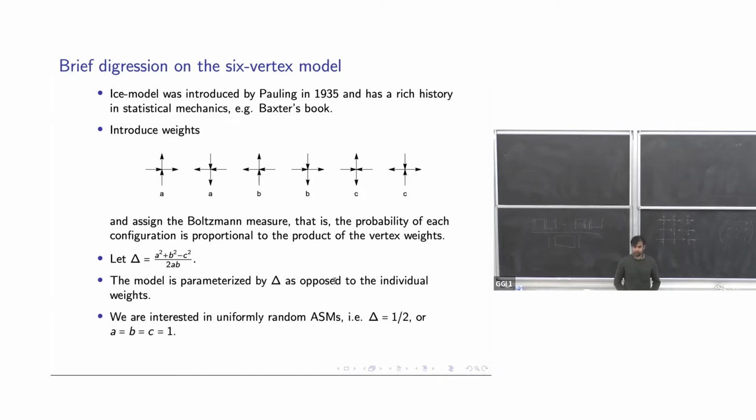So what we're interested in is uniformly random six-vertex models. This is when you set a, b, and c equal to 1. And if you do a computation, this just corresponds to delta equal to a half. For those in theoretical physics, they probably know that Lieb in the 60s computed the free energy.